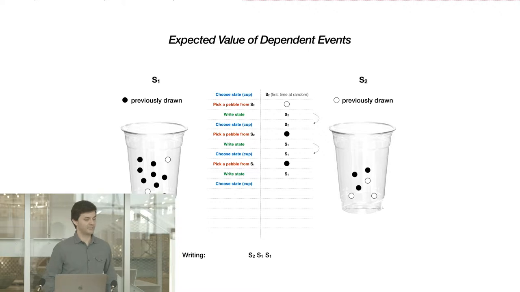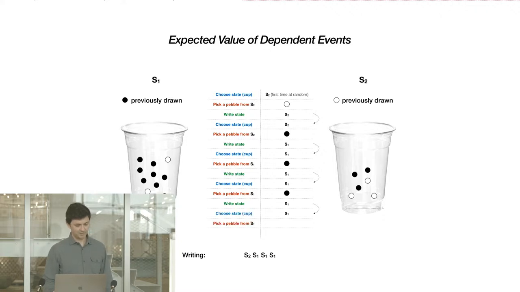Choose state. Which cup should I choose? I choose the cup depending on what I previously drew. So what did I previously draw? Black one. Which is the state? S1. I choose the cup S1. Pick a pebble from S1. I pick up black again. I write state S1. Choose state S1. Pick a pebble from S1. This time I choose white. What state should I write? Two. And this is what I repeat all the time.